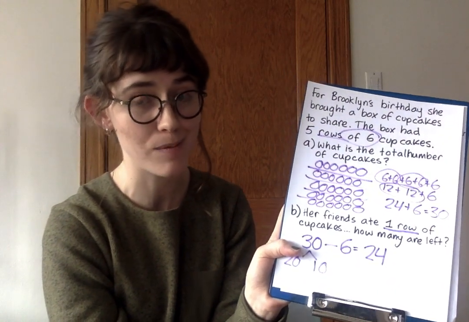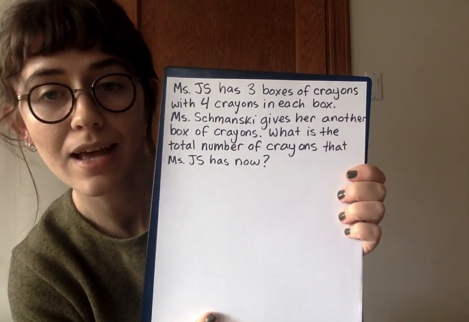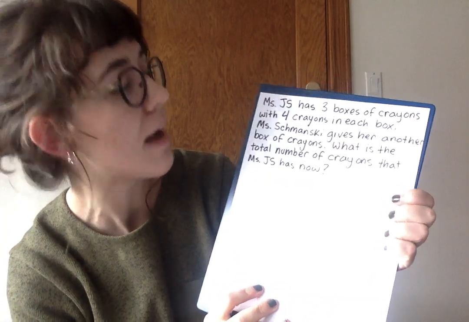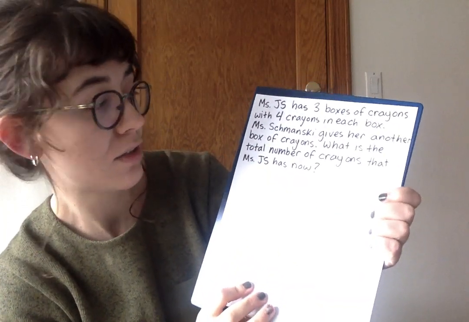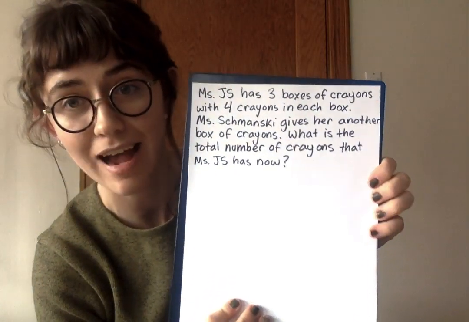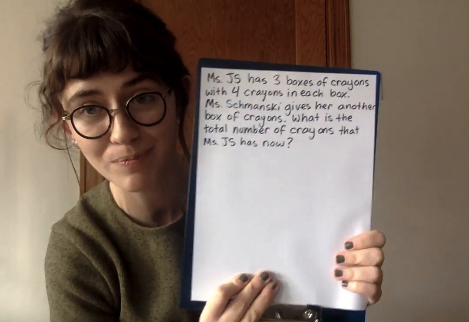You guys did a really lovely job. That was a tricky problem. I have one bonus one. I'm not going to show you how to do it today, but I wonder if you can solve it on your own. This one says, Miss JS has 3 boxes of crayons with 4 crayons in each box. Miss Shemansky gives her another box of crayons. So, what is the total number of crayons that Miss JS has now? I wonder how you guys are going to figure out how to use arrays to solve this problem.